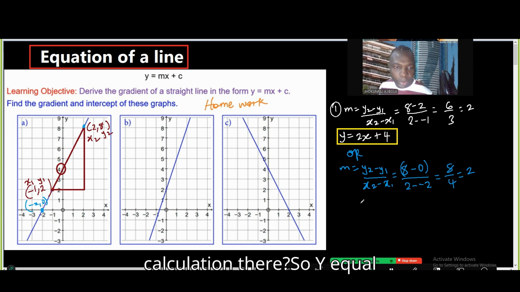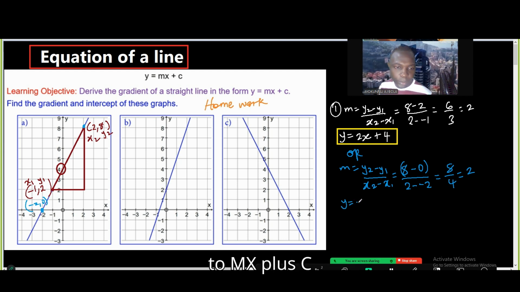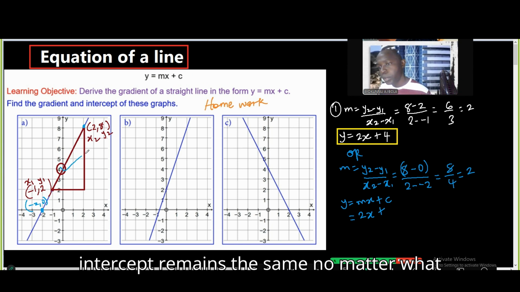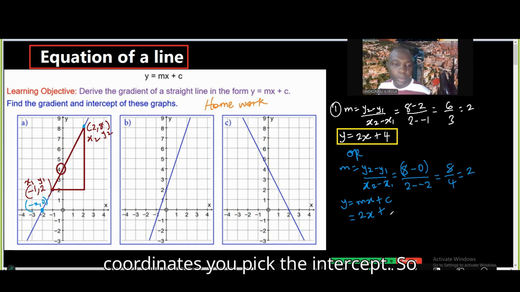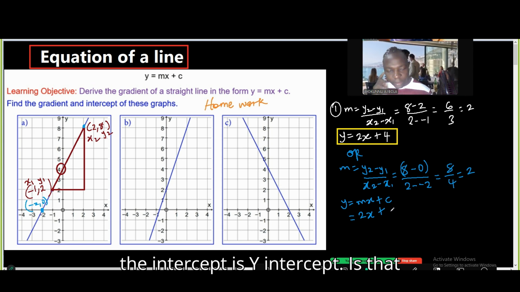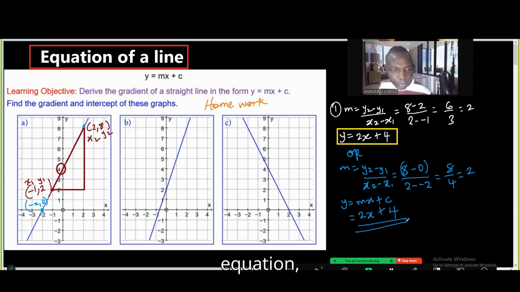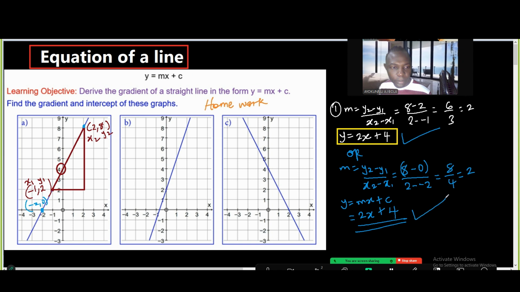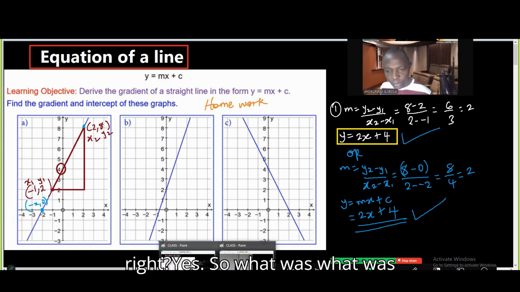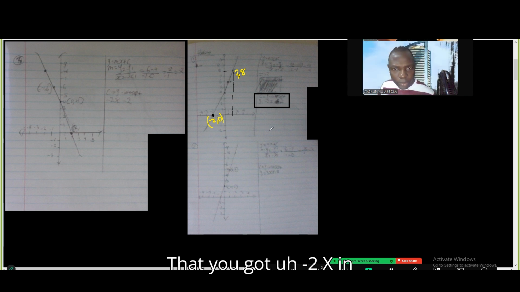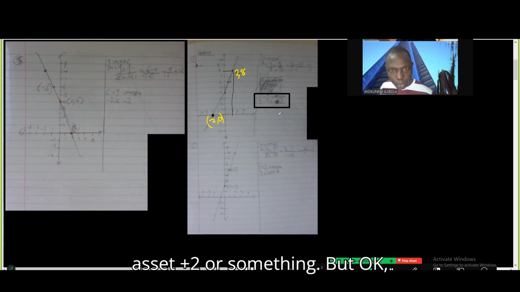Did you see anything wrong with your calculation there? So y equal to mx plus c, that'll be 2x plus the intercept. The intercept remains the same no matter what coordinates you pick. So the intercept is the y-intercept. Is that clear? Can you see we arrived at the same equation, right? So what was now wrong with your own, that you got negative 2x intercept plus 2 or something?